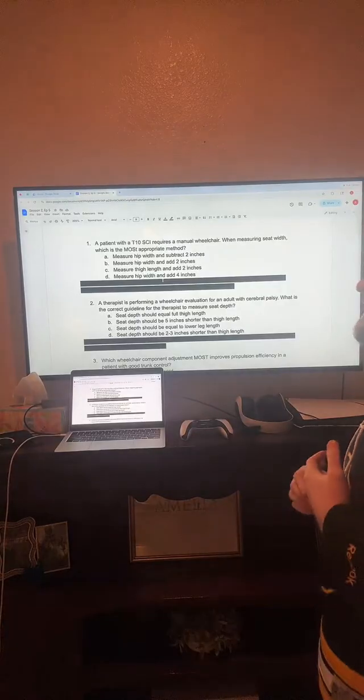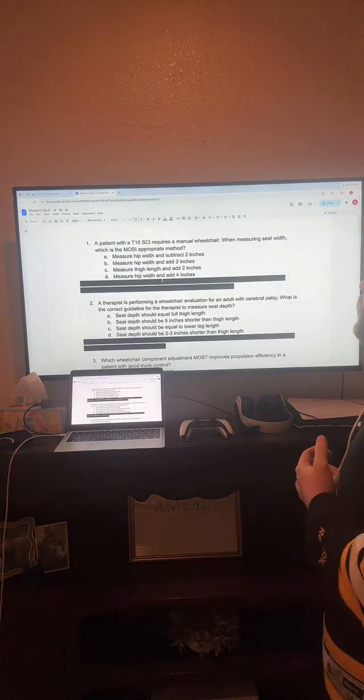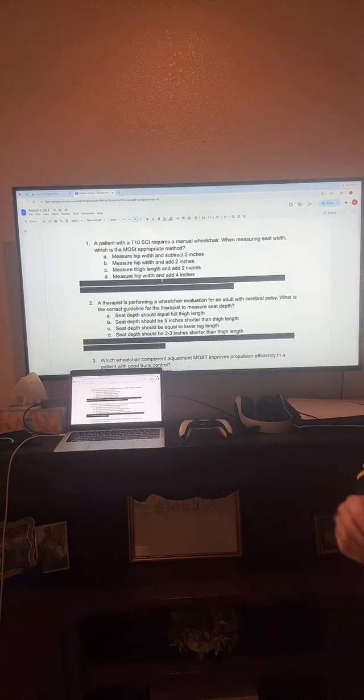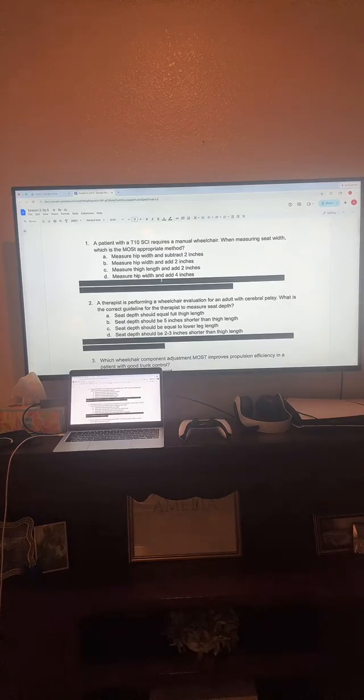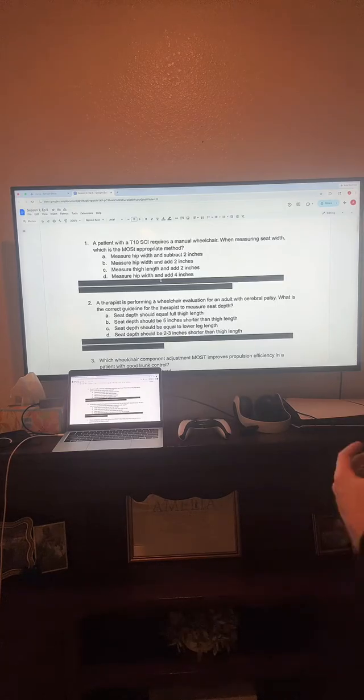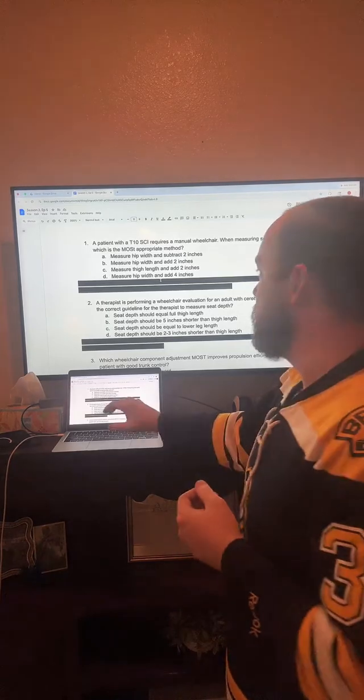A patient with a T10 spinal cord injury requires a manual wheelchair. When measuring seat width, which is the most appropriate method? A, measure hip width and subtract 2 inches. B, measure hip width and add 2 inches. C, measure thigh length and add 2 inches. Or D, measure hip width and add 4 inches.